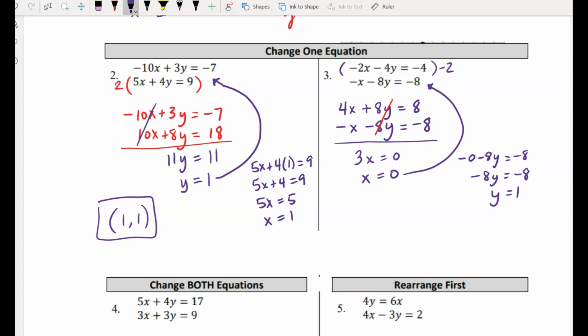Then I took that value for x back to one of the original equations. I used the second equation. -0 for the x minus 8y equals -8. And then I got -8y equals -8. Dividing both sides by -8 gives me a y value of 1. So our solution on this system should be the ordered pair 0, 1.